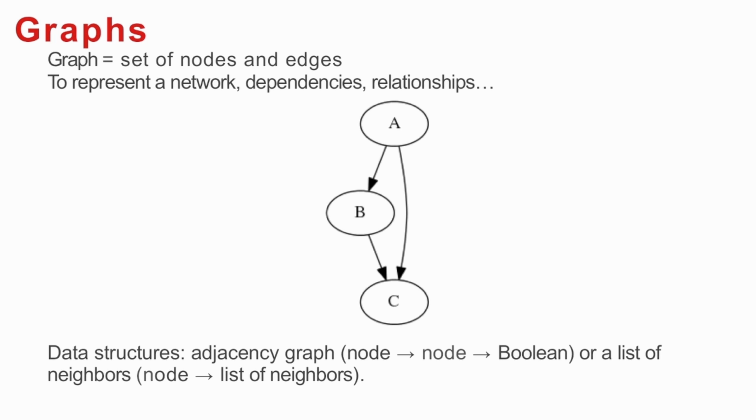How do we represent that with data structures? There are several options. One is the adjacency graph. There's a Boolean that indicates if two nodes are linked. When given two nodes, for instance, A and C, it'll answer true because A is linked to C. Another way to represent a graph is with a neighbor list. Node A has two neighbors, B and C. Node C has no neighbor.